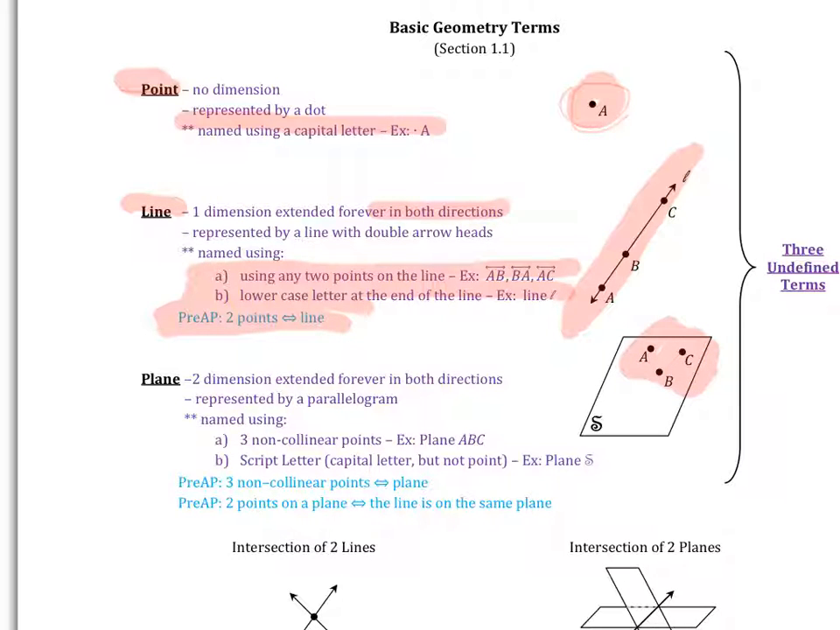Or we could use a script letter, a cursive letter, which is a capital letter, but it's not attached to a point. For example, in this case would be plane S. Remember, it only takes 3 points to make a plane. You could have more. If 2 points lie on a plane, then a line that goes through those 2 points is on that plane also.